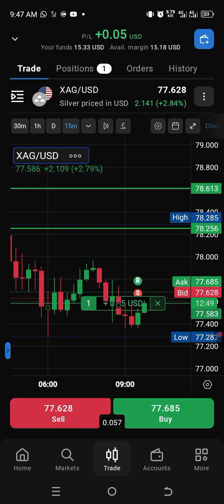We are now in profits. Let's see where it will go. I think next time I'll use 2 ounces. 1 ounce is a bit slow, but also silver can move. It can spike, so we'll see, but still 1 ounce is a bit slow.